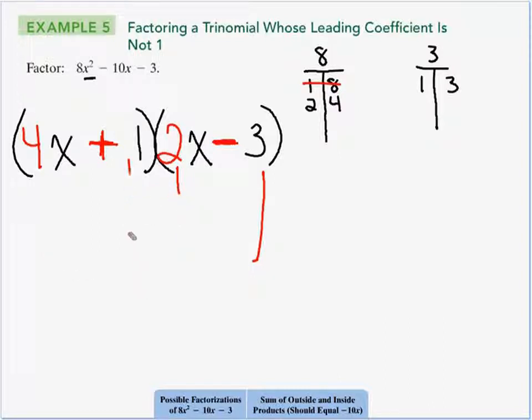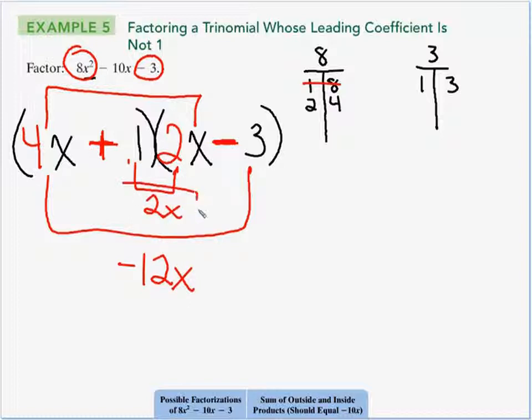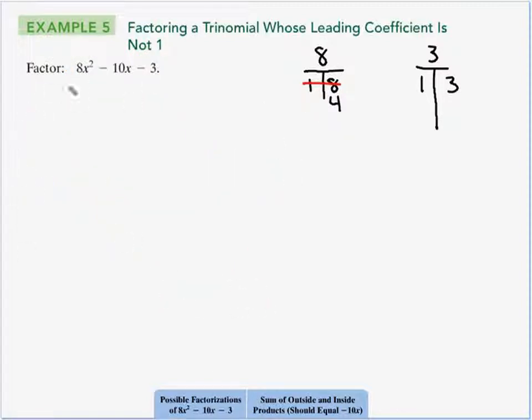And you always want to do a last-minute double check just to make sure. 4x times 2x is 8x squared. Positive 1 times negative 3 is negative 3. Our outers multiply to negative 12x. Our inners multiply to positive 2x. And if you add those together, you do get the middle term, minus 10x. So the better you can factor and FOIL to check your answers, the easier these go when your leading coefficient is greater than a 1.